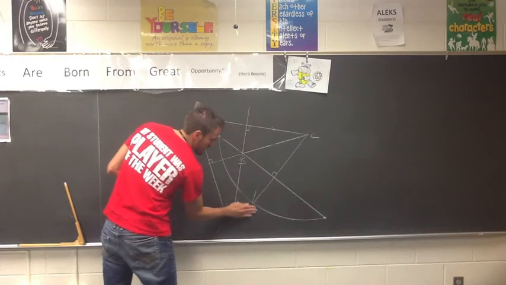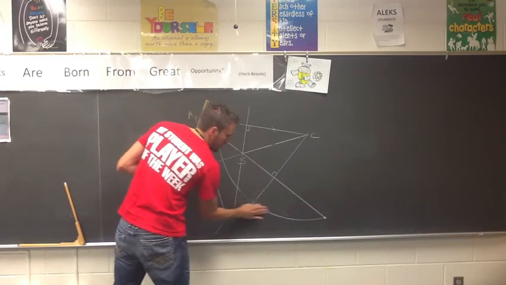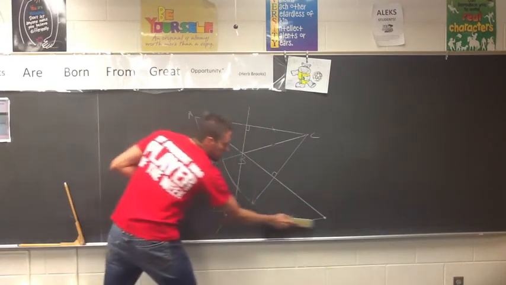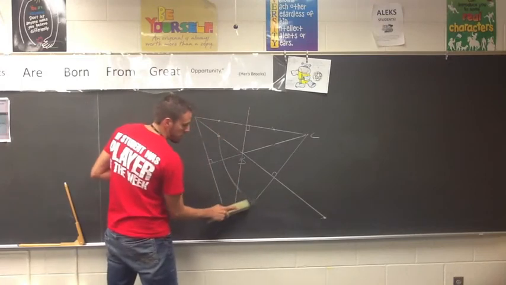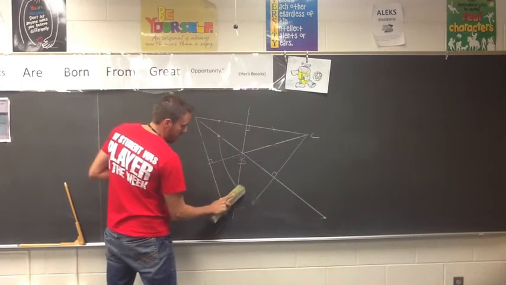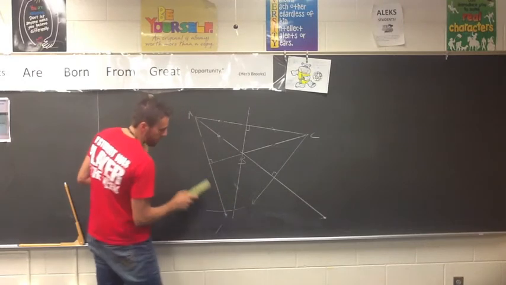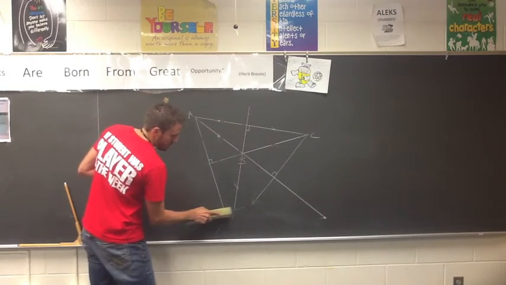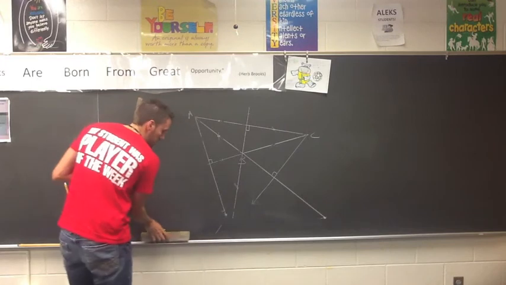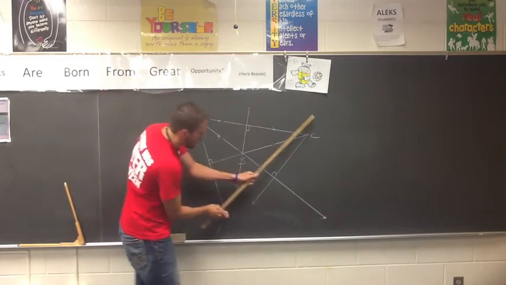Then I can erase the excess. I can erase my arc as well. So the only thing I really need is the three lines, the three altitudes, and see where they intersect. So I have to extend the altitudes. So this altitude and this altitude are going to intersect way down here.